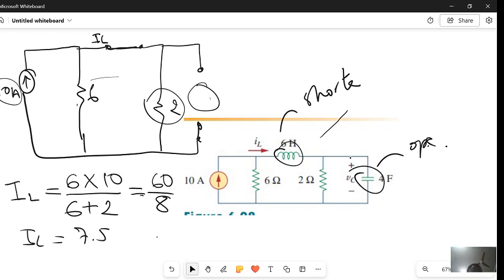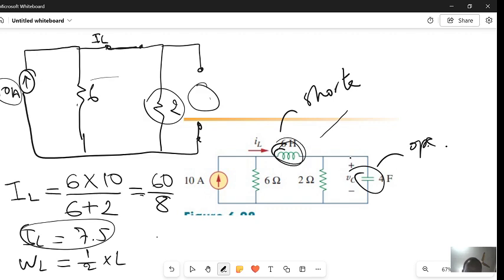Now, since I already have IL, I can determine the energy stored in the inductor. It is 1 by 2 multiplied by L, which I have, multiplied by IL square, the current flowing through this inductor. Now, I want to find VC.